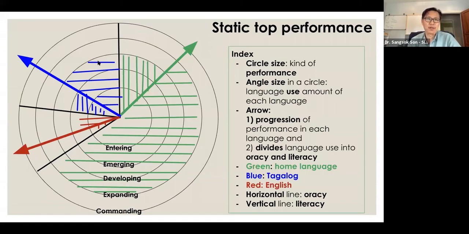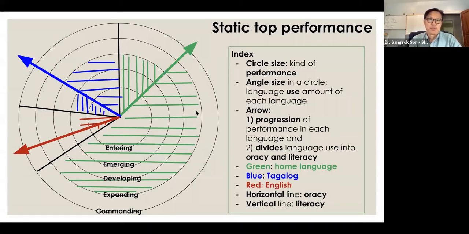And their Tagalog oracy is at the developing level, and literacy in Tagalog is at the emerging level. And their English reading and writing is at the entering level, and oracy is more than that. So teachers can draw this translanguaging performance top for each student, or for a certain group of students within their class, so that teachers can make use of this idea for their lesson and unit plan.